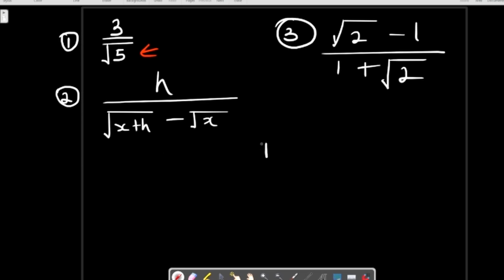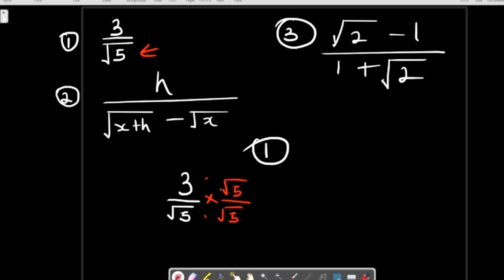Let's begin with number 1. Right here at number 1, we have 3 all over the square root of 5. How do we do this? Well, to remove this irrational number from the denominator of this fraction, we're simply going to multiply the top and the bottom by the same denominator. Let me show you what I mean. So this is now going to be multiplied by the square root of 5 all over the square root of 5. We have not changed anything yet.